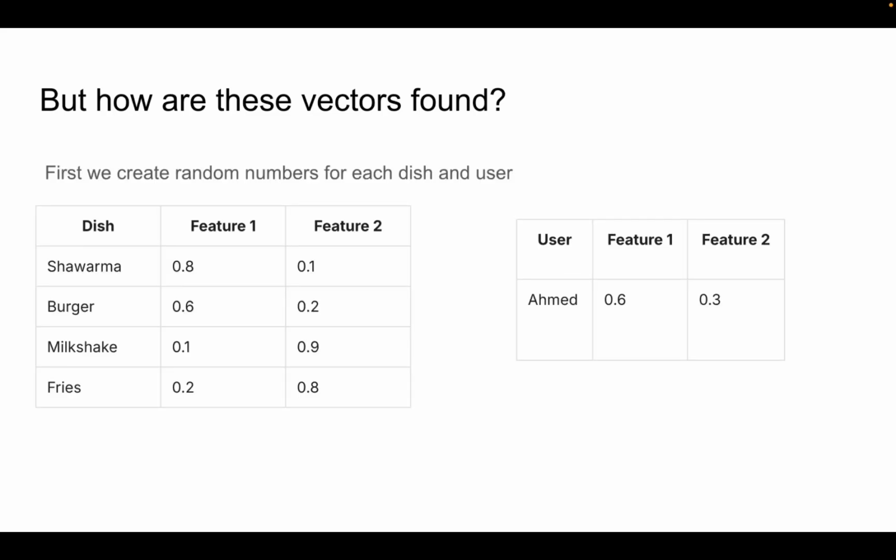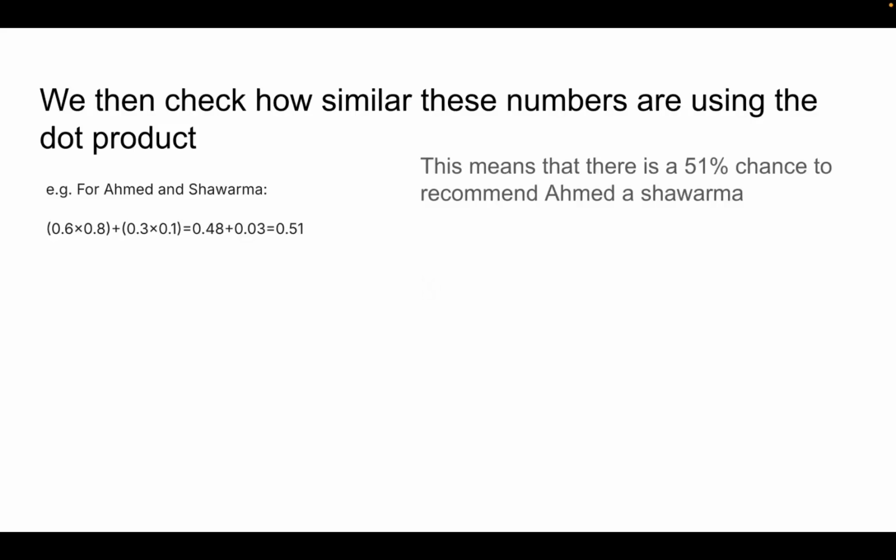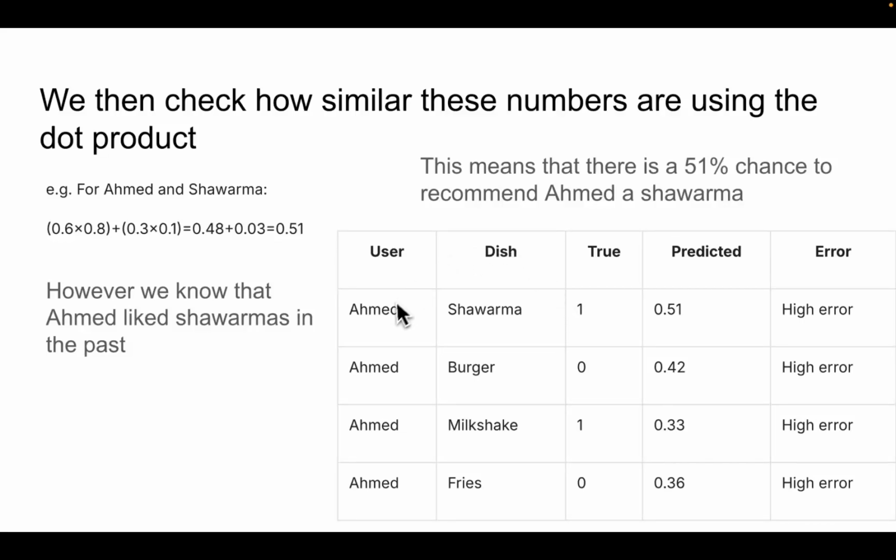First, we create random numbers for each dish and user. And then we check how similar these numbers are using the dot product. It is basically just a technique to see how close two vectors are to each other. For example, for Ahmed and shawarma, he would get 0.51 by calculating the dot product. This means that there is a 51% chance to recommend Ahmed a shawarma. However, we know that Ahmed liked shawarmas in the past. So the true value of Ahmed and shawarma is 1. Since he definitely liked it in the past. But we predicted only 51%, which means there is a high error.